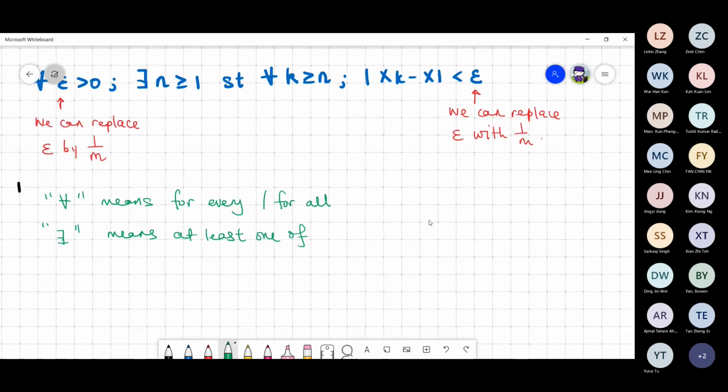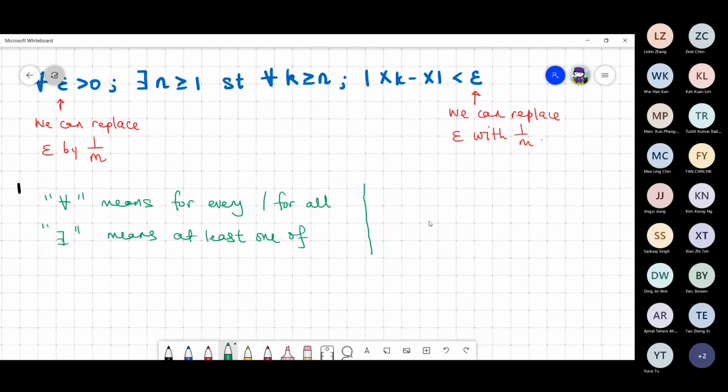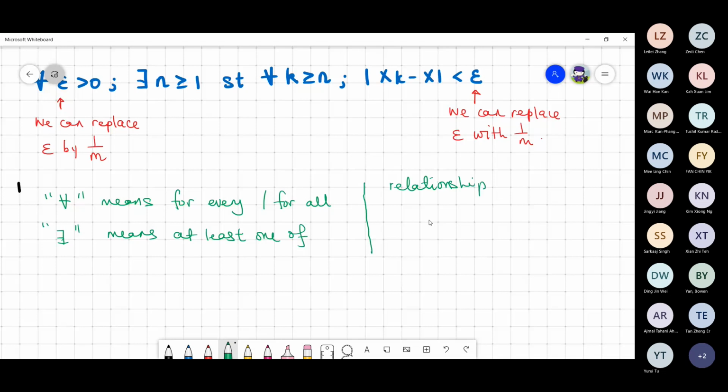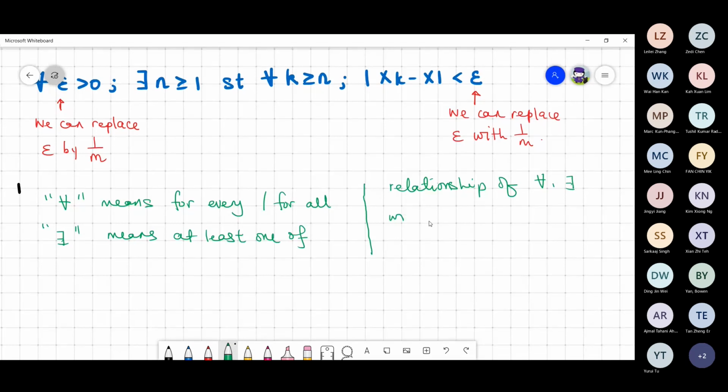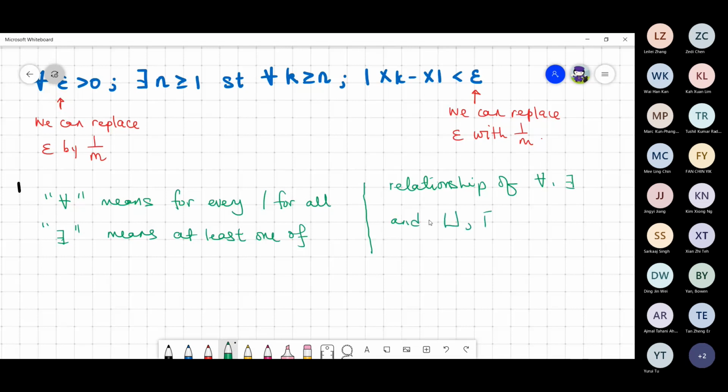Next thing we have to look at here: what is the relationship of this and set theory? What is the relationship between these two things and these two? Let me give you the answer first. You can say that for all is equivalent to intersection, and exists can be represented by union.